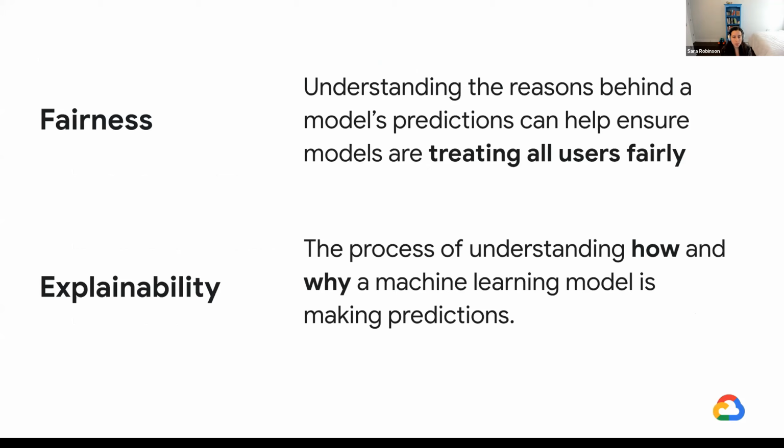A lot of folks use these terms, fairness and explainability, sometimes interchangeably. They are different, though they're pretty closely related. So I just wanted to highlight that on this slide. Fairness refers specifically to making sure your models are treating all users fairly. And explainability is understanding the specifics of how and why your machine learning model is making predictions. So explainability can be one technique for uncovering fairness issues in models, but that's not the only thing you can do with explainability.